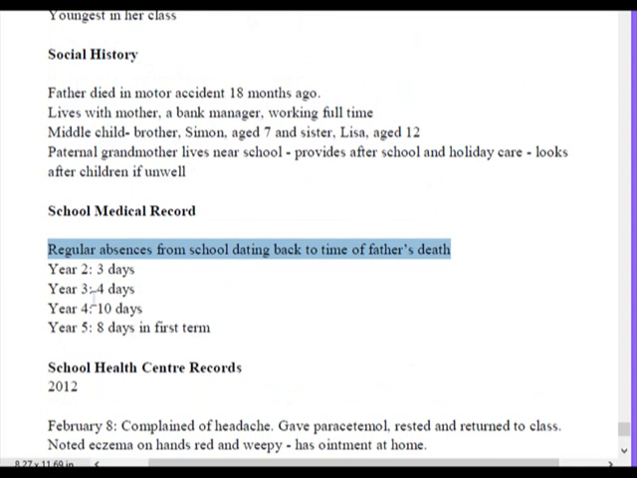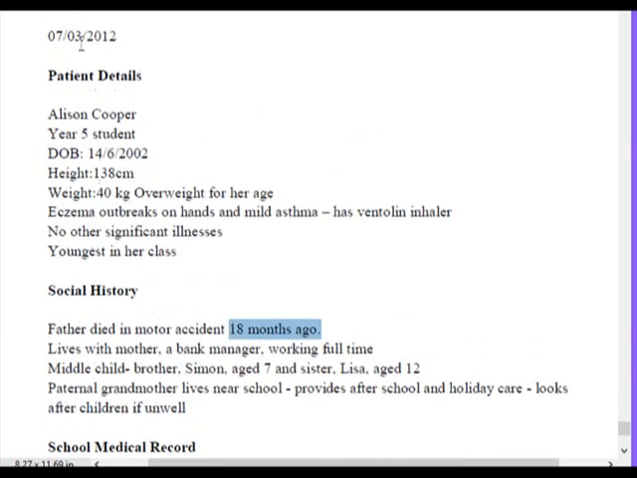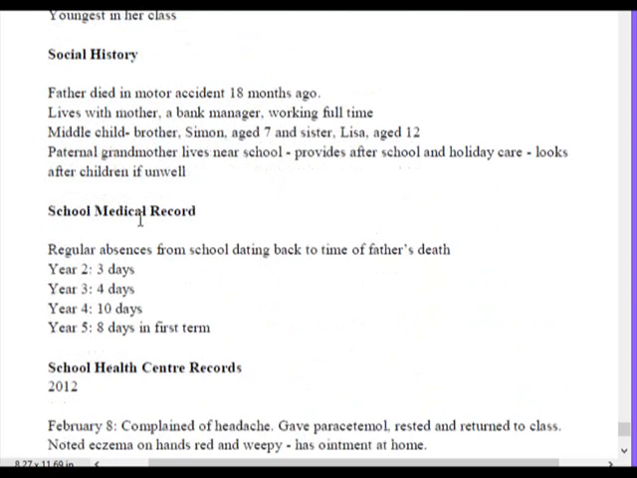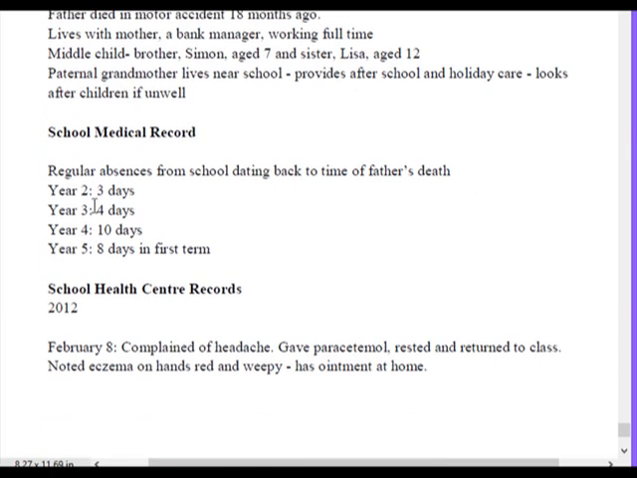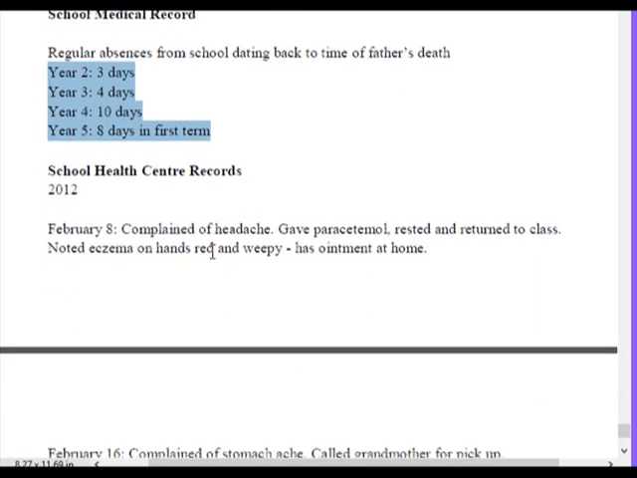Yes, this is important. So if you look at this, now if father died in motor accident 18 months ago and today's date is in March 2012. So if you calculate that, you would know that father has died somewhere after year 3 and before year 4. So before her father's death, her annual school leaves were just 3 and 4 days. But after her father's death, this leave has started increasing. So in year 4 it was 10 days and year 5 it was 8 days. Now this needs to be highlighted in your letter.